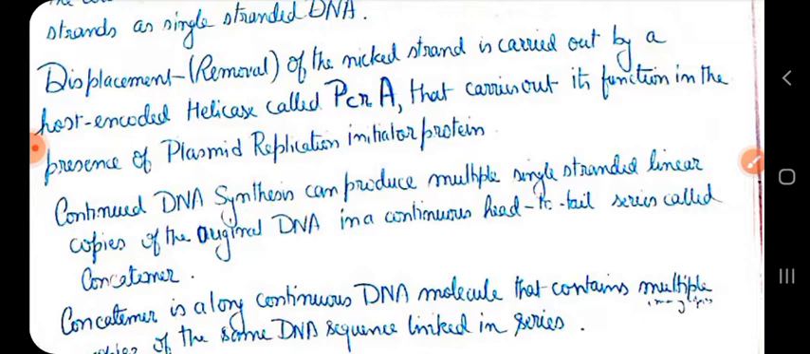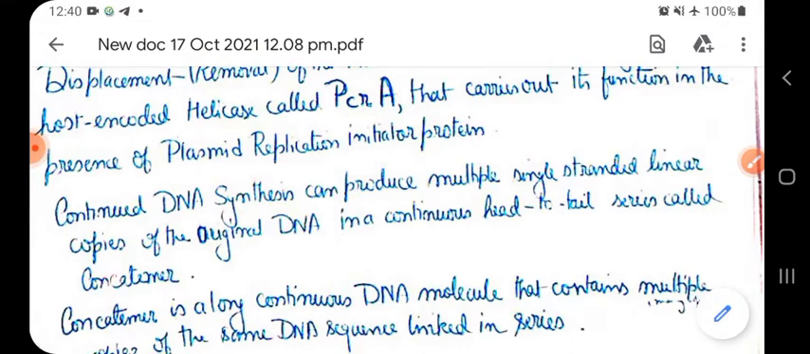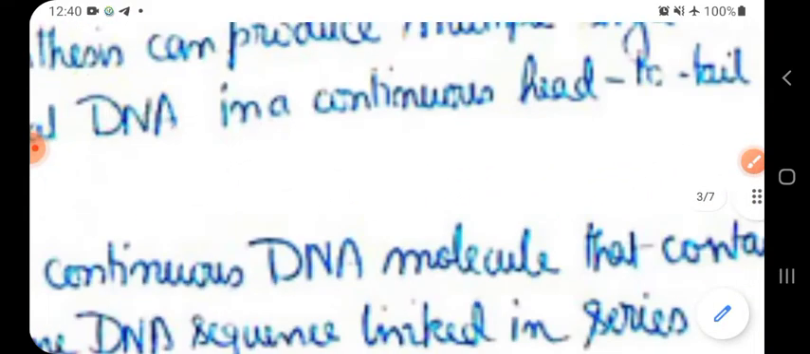continuous head to tail series called a concatemer. So in this way, what happened? Continuing repeatedly, DNA synthesis is occurring. On one hand the nicked strand is getting displaced, and the unnicked strand will be used as a template for the synthesis of more and more DNA, for synthesis of complementary DNA to make new daughter DNA molecules. So due to continued DNA synthesis, it produces multiple single stranded linear copies of the original DNA in a continuous head to tail series called a concatemer. So in this way it occurs.